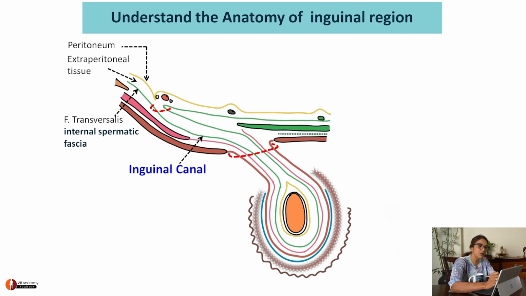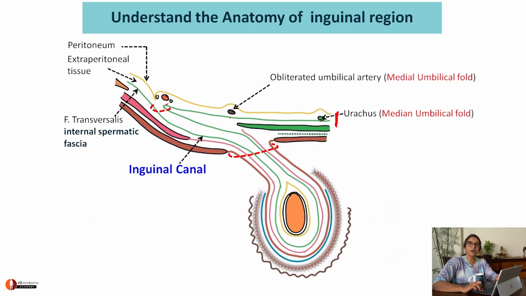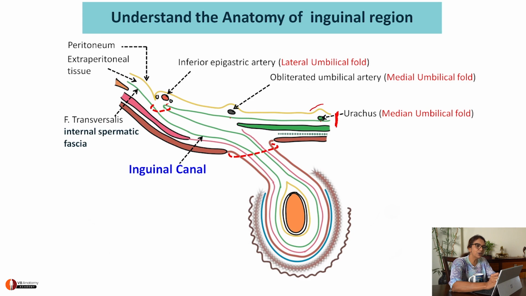So look at this wall here. I want you to look at this wall here, which is showing you 1, 2, and 3 cord-like structures. This one in the midline is Urachus. This one next to it is obliterated umbilical artery, and this one next to it is inferior epigastric artery. As you can see, the peritoneum is forming folds over it. Each fold is having a name: median umbilical fold, medial umbilical fold, and lateral umbilical fold.